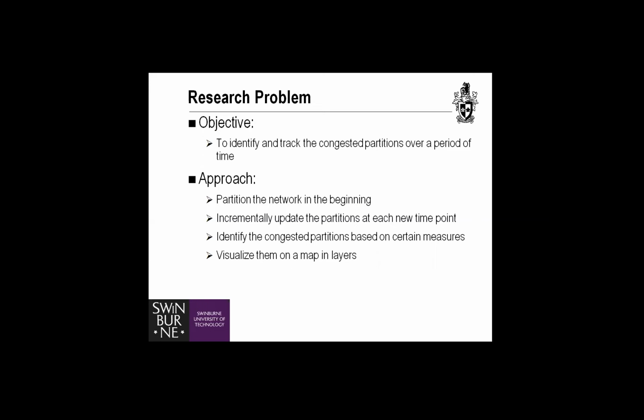Basically, we start by partitioning the network in the beginning. Then we incrementally update those partitions at each new time point. One way is that at each new time point, as the traffic changes, we can partition the network again and again and see how the partitions exist in the network. But doing that is a computationally expensive task, and we may need to invest a lot of time, which may not be able to handle the real-time traffic data as the new data comes in.